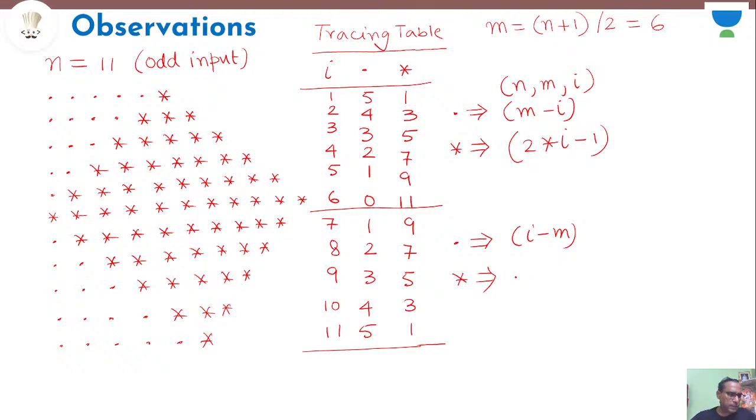Go for the lower half star. 9, 7, 5, 3, 1. I is increasing, star is decreasing. That means I must be subtracted from some fixed quantity so that when I increases, the difference will decrease. But here it is decreasing by 2, so the difference has to be multiplied by 2. Then it will keep decreasing by 2.